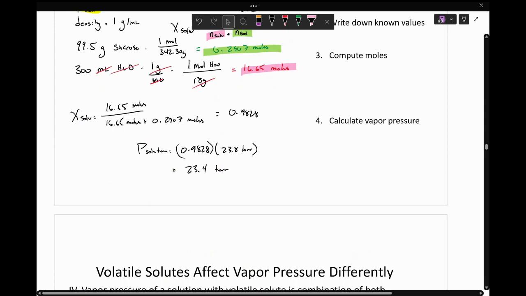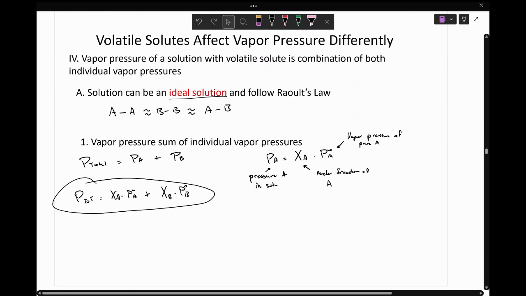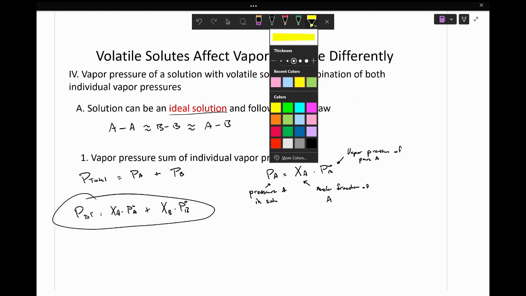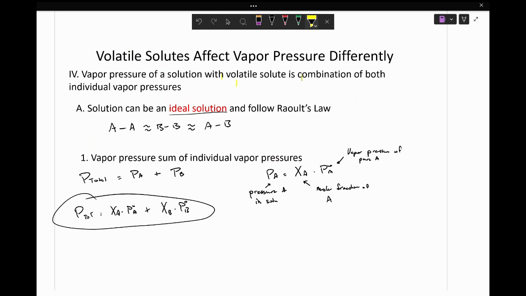We went through and did a question on this, and then I talked about cases where we have two volatile solutes, or sorry, a volatile solute and a volatile solvent. So we're talking about this right here. And we said that for these types of solutions, the vapor pressure that you observe is the sum of individual vapor pressures. So it's the vapor pressure of substance A plus the vapor pressure of substance B. And we said that this is when you have something called an ideal solution.